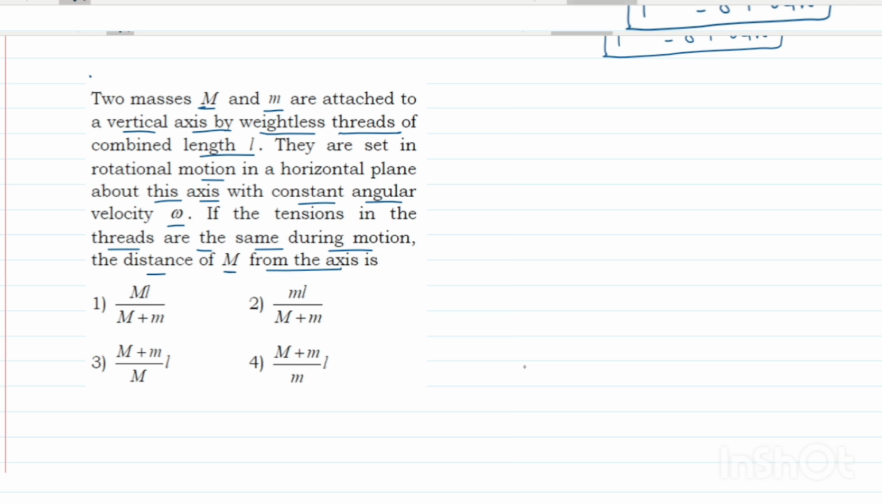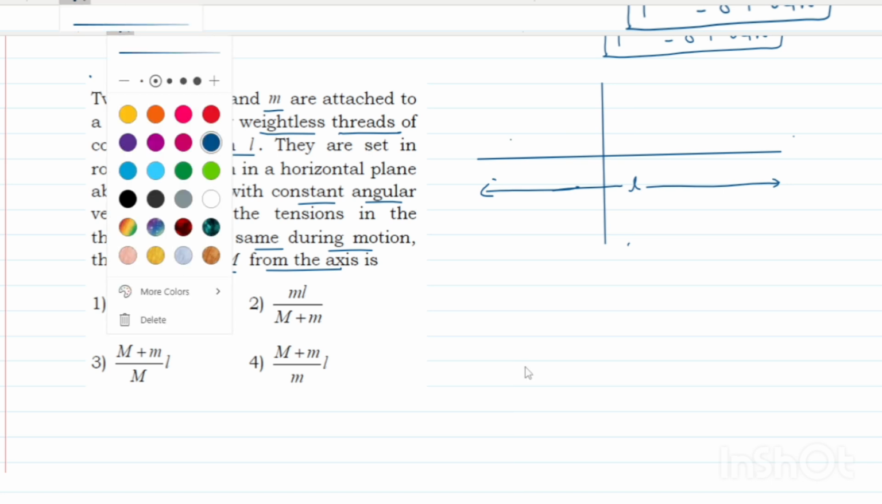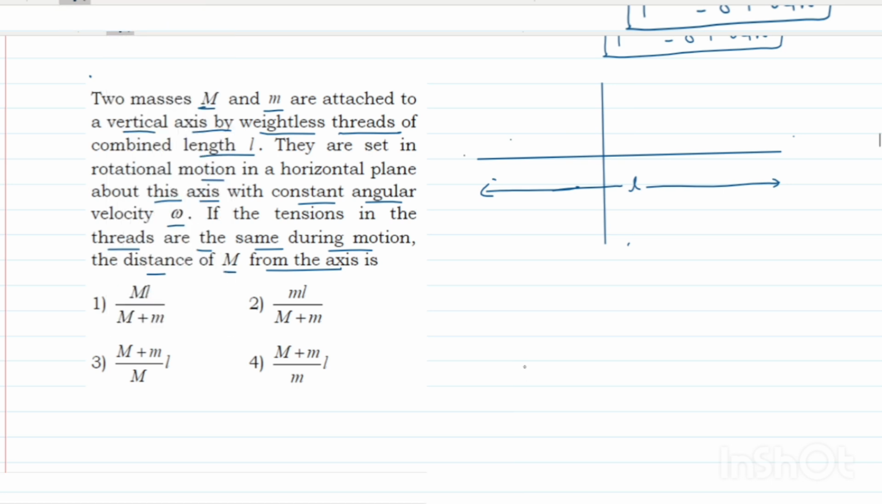So here you are taking weightless threads, of combined length given as L. And here it is going to be attached to the vertical axis. Here one vertical axis is given, and two masses you are going to place. One mass you can choose as capital M, and the second mass you can take as small m. This is a weightless thread.